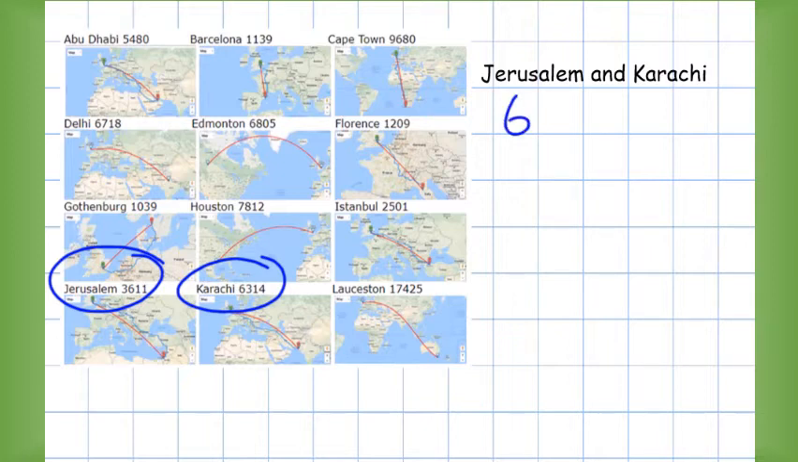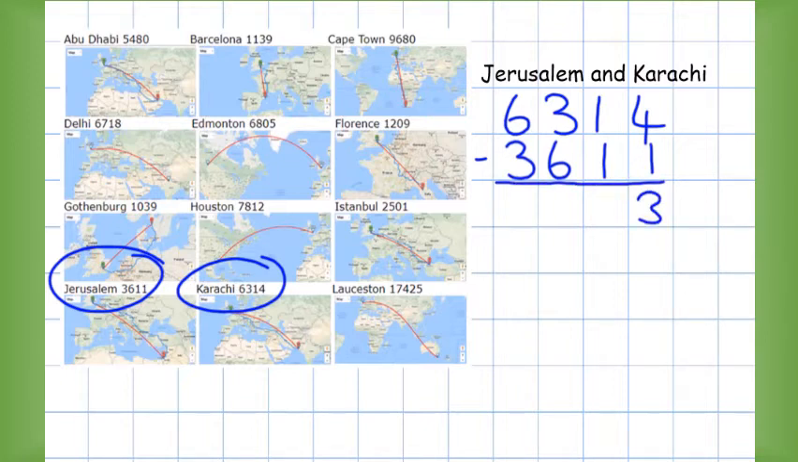So let's do 6,314 take away 3,611. 4 take away 1 is 3. 10 take away 10 leaves me with no tens. 300s take away 600s. I can't do, can I? So I need to exchange 1,000, which leaves me with 5,000, for 10 hundreds. 13 take away 6 is 7, and 5,000s take away 3,000s is 2,703 kilometres. How did you get on with that one?